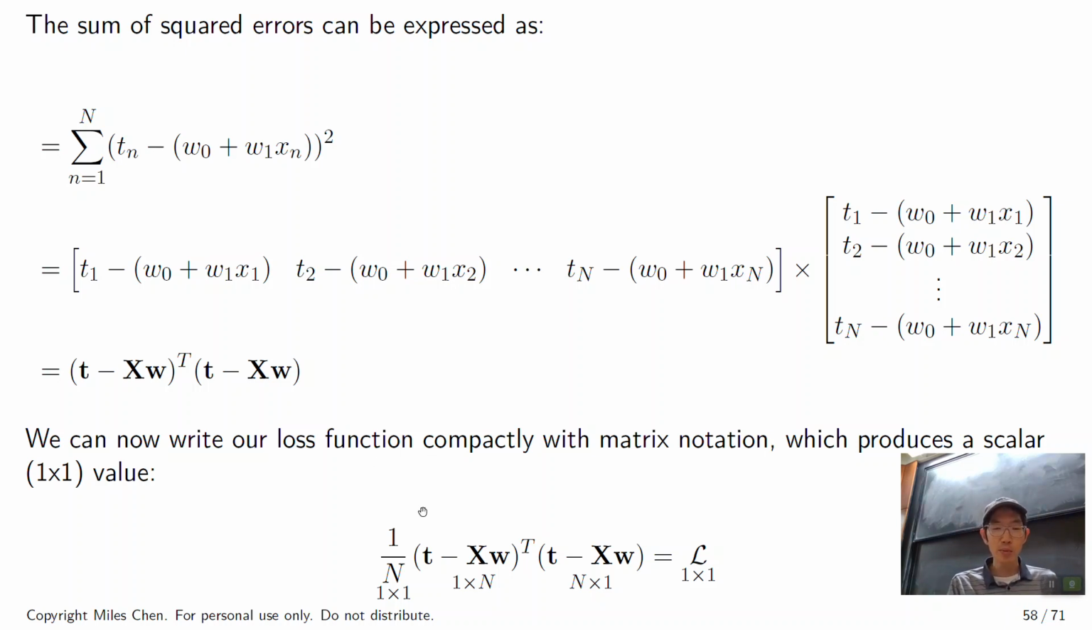So we can write our loss function compactly with matrix notation, and this will be a scalar value. So here I've got a 1 by n multiplied by an n by 1, so that's going to produce a 1 by 1 value. I'm going to multiply it by the scalar 1 over n, and so my loss function is just a 1 by 1 scalar value, which is exactly what we want.